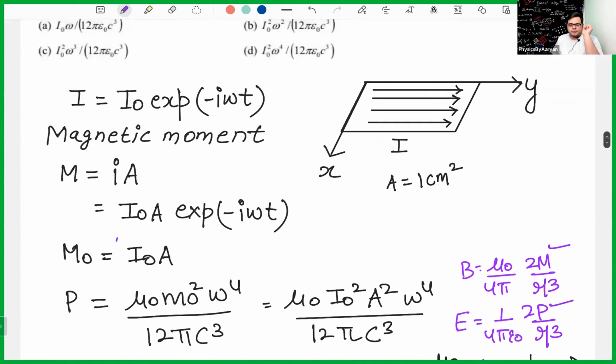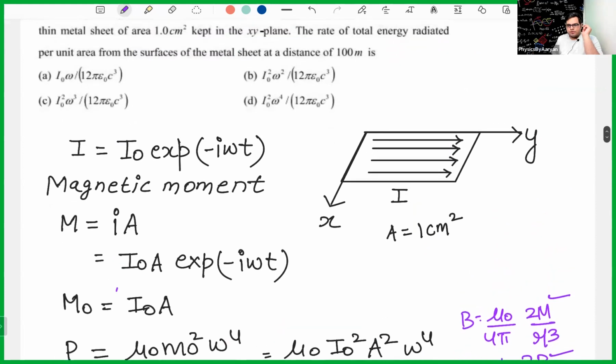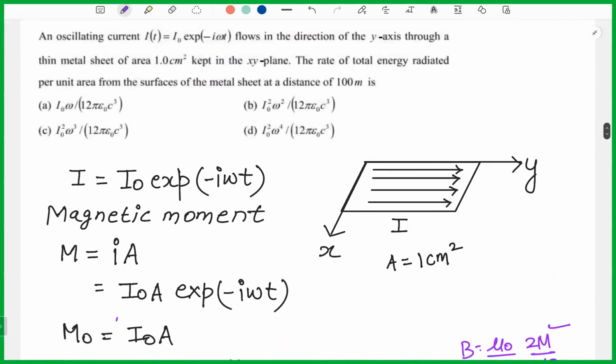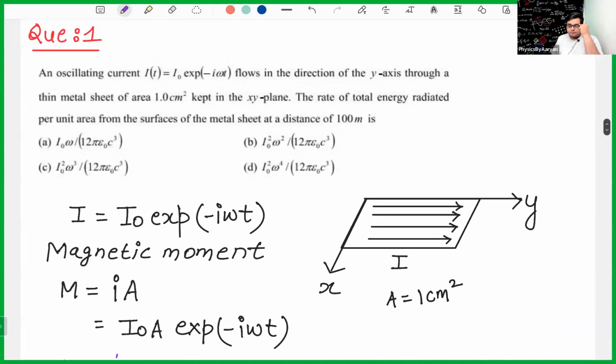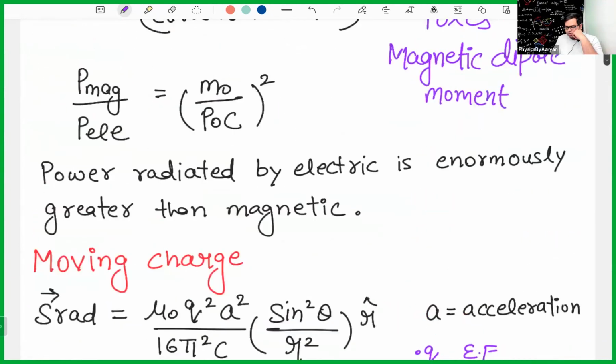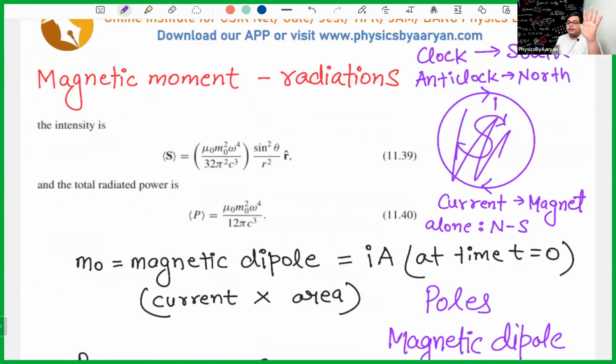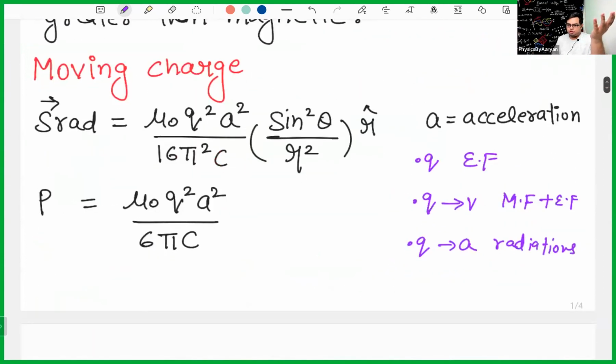Sir, the question says to calculate the rate of total energy at a distance of 100 meters. If the same question is asked at a distance of infinity, the answer is the same. If they ask you to compare, then you need another approach.